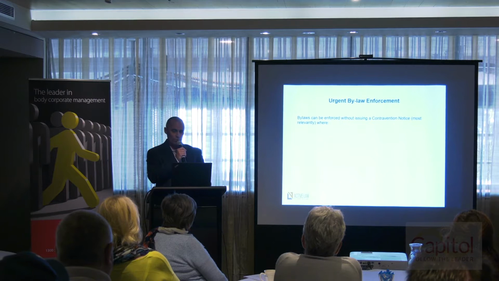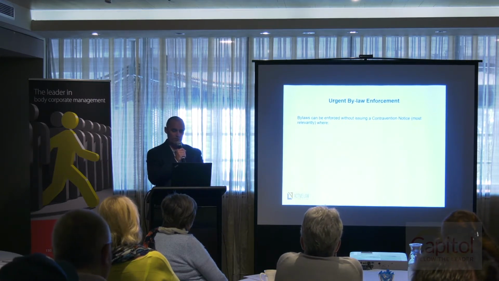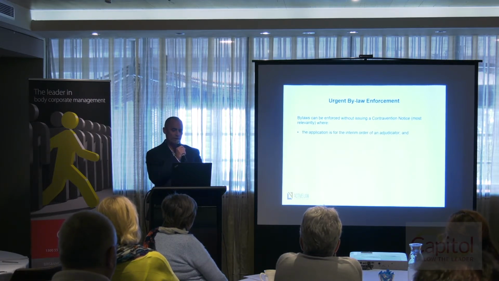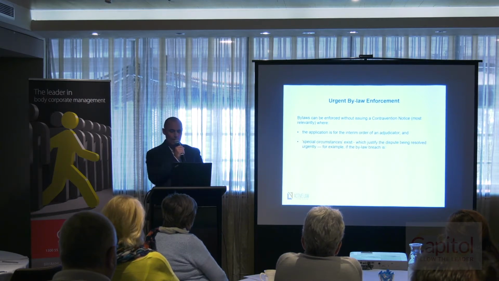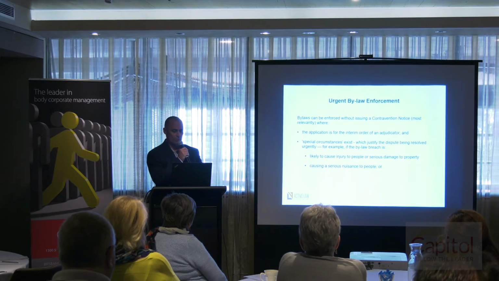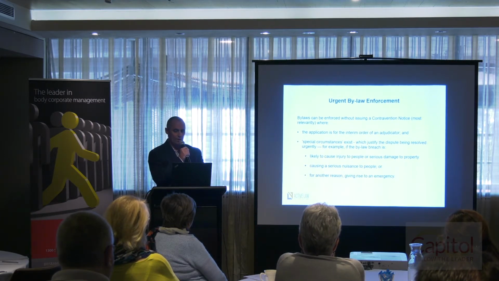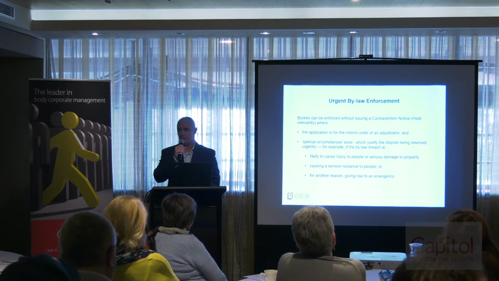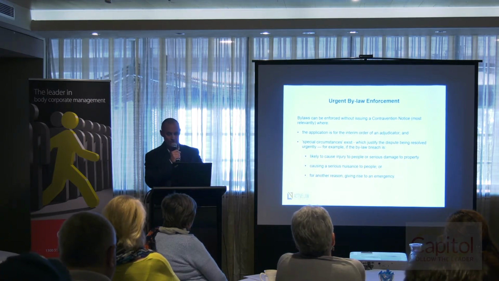In terms of urgent bylaw enforcement, I must admit this doesn't come up very often. So putting it very briefly, a bylaw can be enforced urgently, so that's without issuing a contravention notice, where you're seeking an application for an interim order. So that means a temporary order until the final matter is determined, and if special circumstances exist. And so those special circumstances exist if the bylaw breach is likely to cause injury to people or serious damage to property or some other serious nuisance or special circumstance. If you get that interim order of the adjudicator, you then have to go back through the contravention notice process, issue the contravention notice and seek a final order. As I say, that doesn't come up very often.